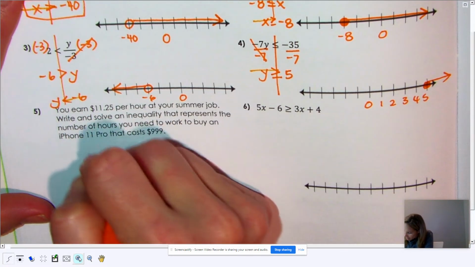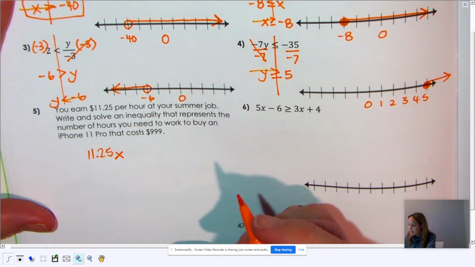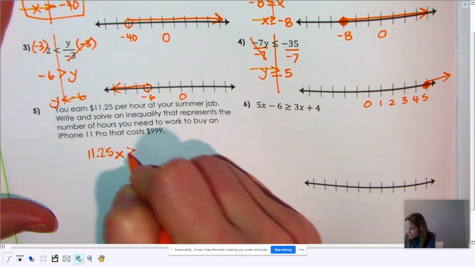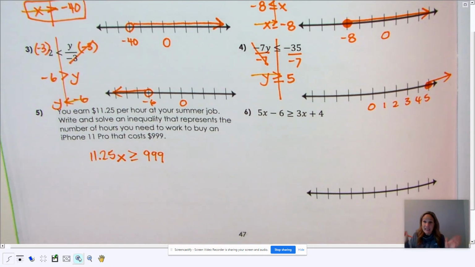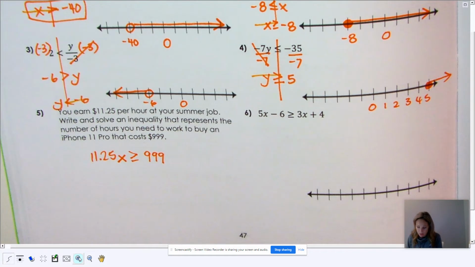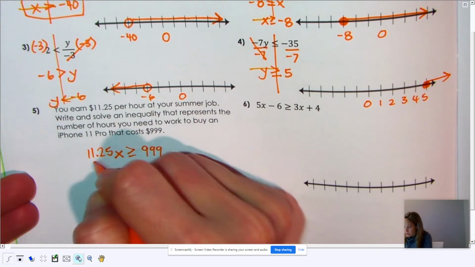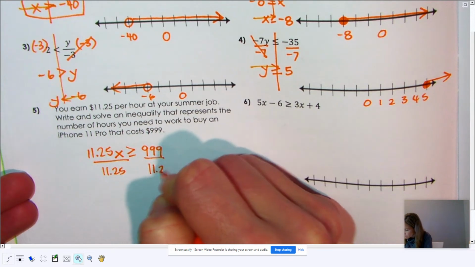So I know that $11.25 per hour, and I have to make more than or equal to $999, right? At least $999, but it's okay if I make more. So I just want to write the minimum number of hours that I have to work. So I'm going to use my calculator, and I'm going to go 999. Oops, I forgot to write this first. We're going to divide by 11.25, divide by 11.25.